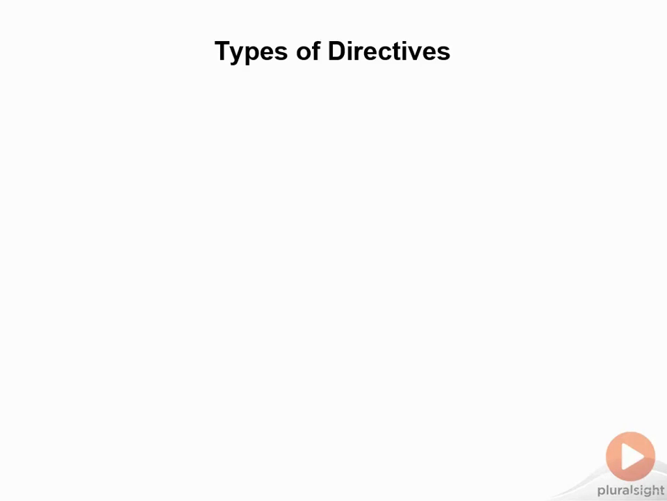Directives come in three types. Each of these three types of directives has a different purpose. This is something that is almost never talked about, but it's an important concept since it will play a more central role in future versions of Angular.